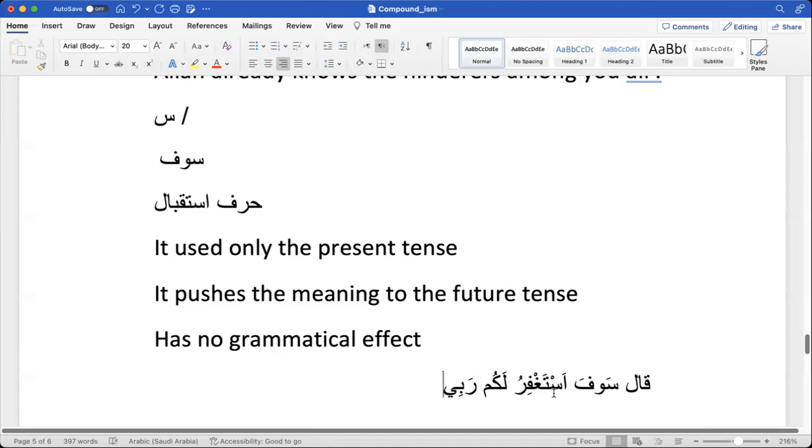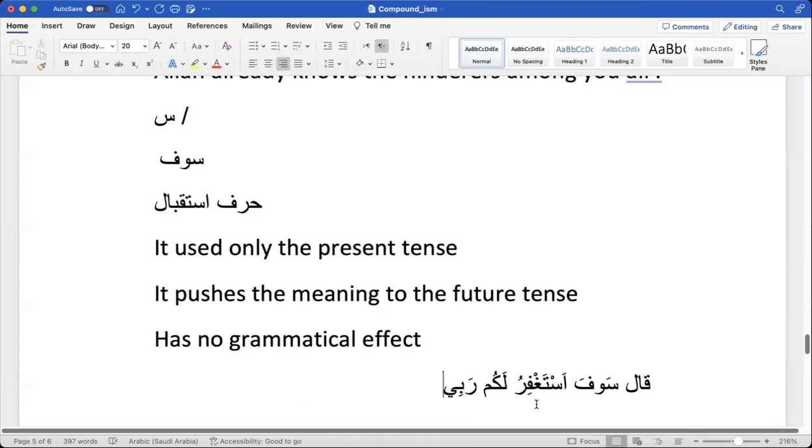Now, tell me, what is Astaghfiru? Is it fail mazi or muzari? One of the indications that it is fail muzari is that it is preceded by Saufa. Saufa will always be followed by a fail, never by an ism, and that fail will always be present tense. You don't need to break your head. When you see Saufa, definitely there is a fail muzari after it. Can you tell me the zamir?